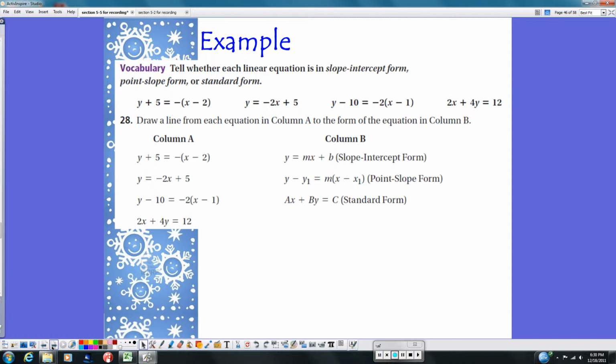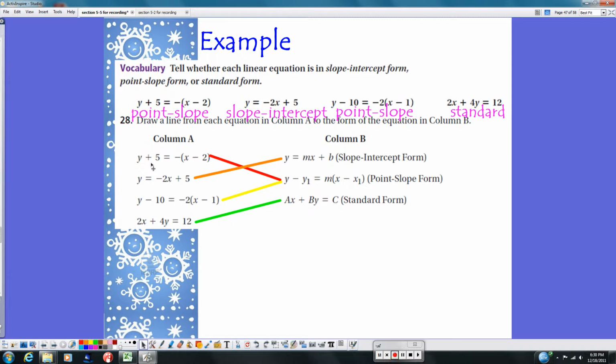Let's take a look at whether each equation is in slope-intercept form, point-slope form, or standard form. And then we're going to draw a line from each equation in column A to the form of the equation in column B. So the first one here is in point-slope form. The second one's in slope-intercept. The third one's in point-slope form. And the last one here is in standard form.